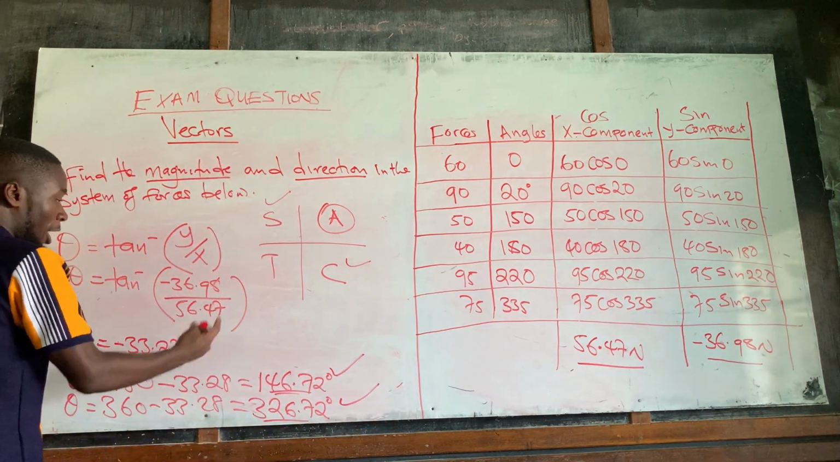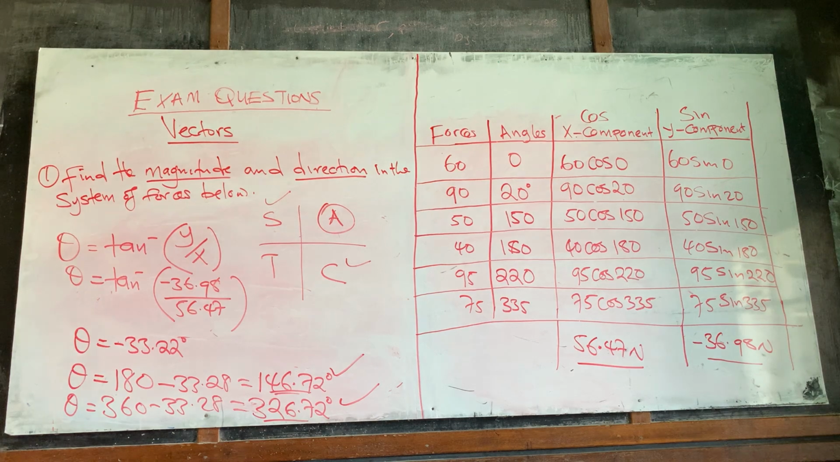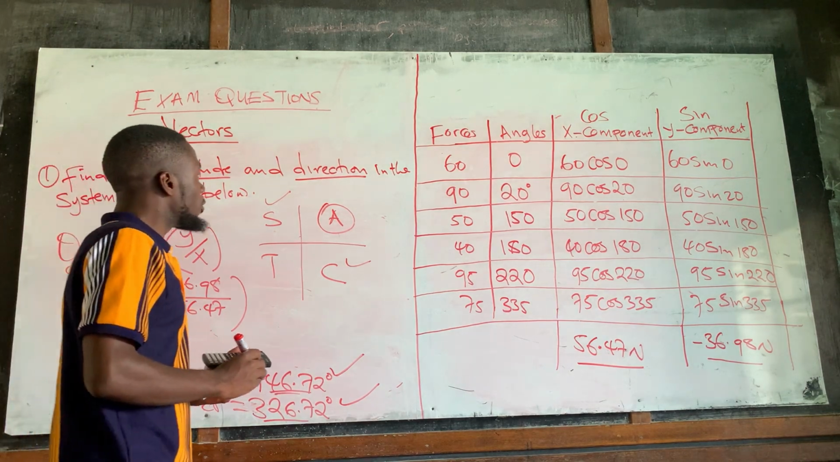And this is the magnitude. Okay, and the magnitude is 67.5 there. So this is how you solve this question here. Okay, so let's go to the next question here.